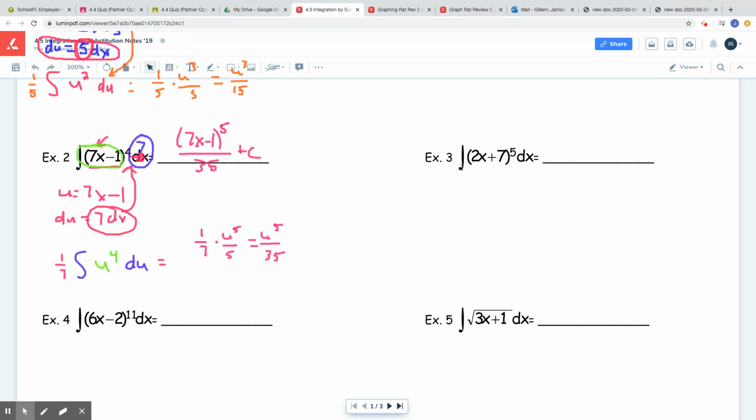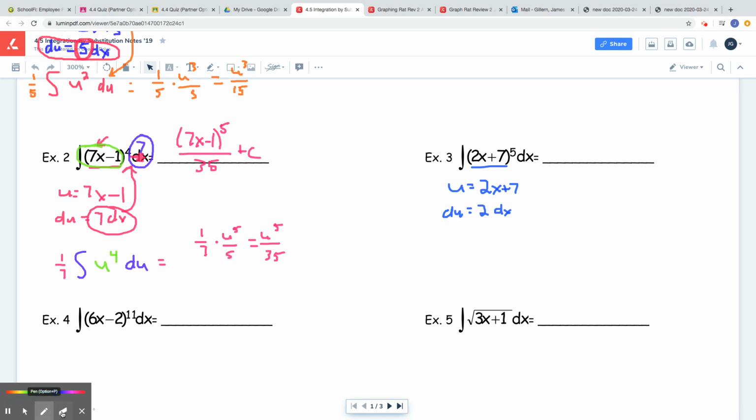All right, so let's take a look at number 3. Right now, I want you guys to first figure out what you think your u should be. Hopefully you got that your u is whatever's on the inside, which in this case is 2x plus 7. Now figure out what you should write for du. Hopefully you guys got 2 dx.